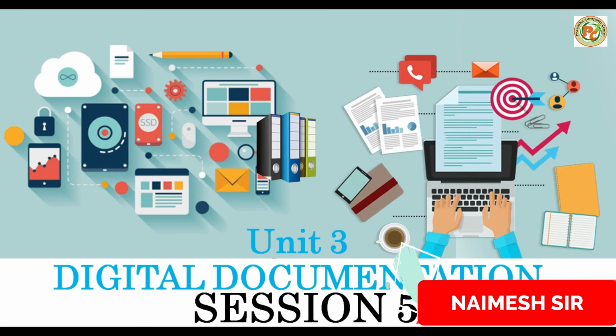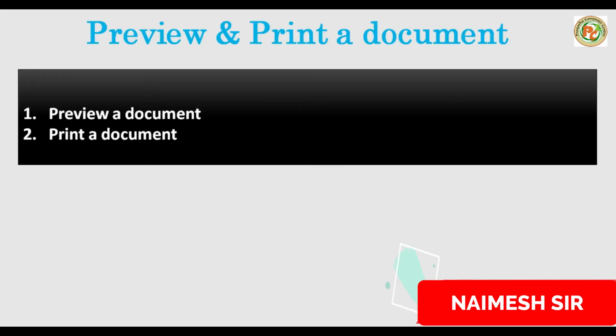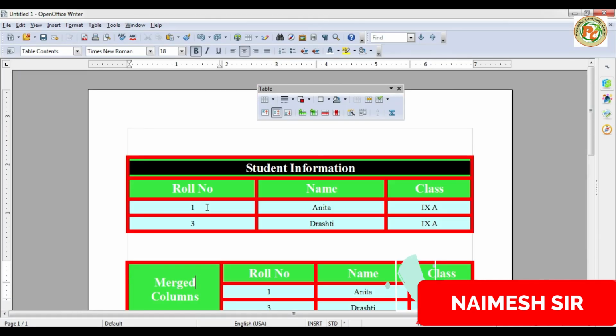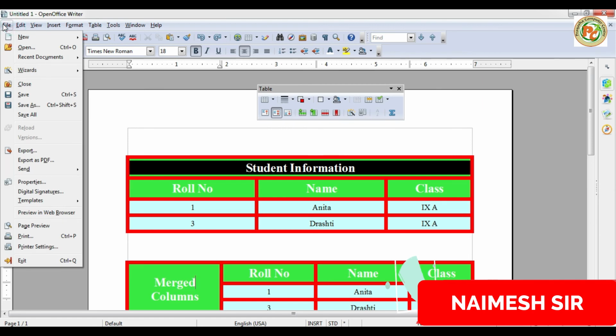Now session number 5. In this session number 5 we will learn only 2 points, that is preview and print a document. Okay, so let's see how to preview the document or how to print the document. To do so we will just click on the file menu, and in the file menu we have 2 options, previewing a document. Or we can just click on the preview option here.